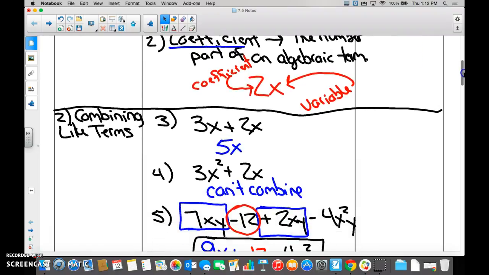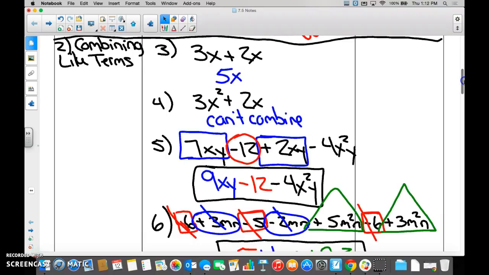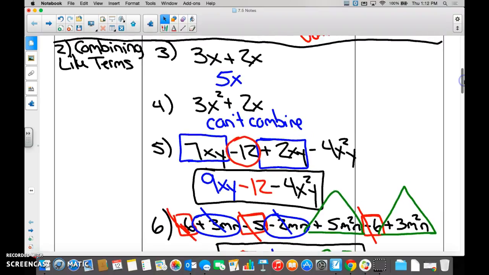Part 2, we combine like terms. Remember our coding system? Okay, 3 and 4, pretty simple. We have x and x, so we have the exact same variable parts, therefore, we can combine. Number 4, we have x squared and x. We do not have the same variable parts, so we cannot combine.